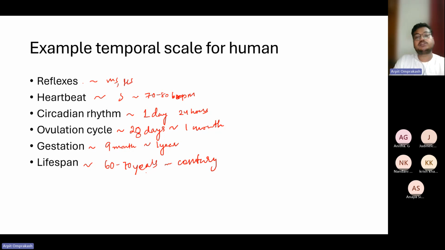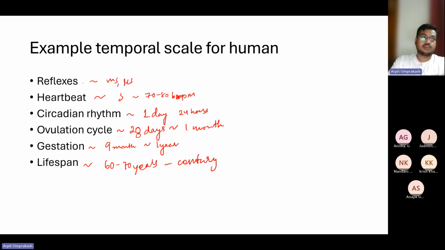So even in a human, the different processes are happening at very different time scales, and we need to understand and remember all this, because in science, the questions that we ask and the experiments that we try to develop will depend on these time scales.